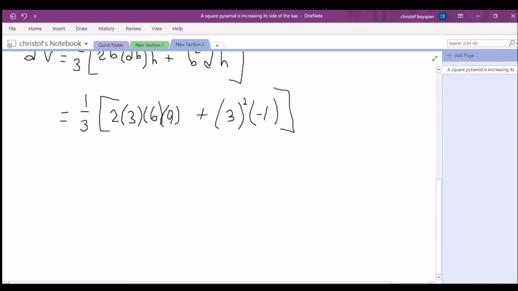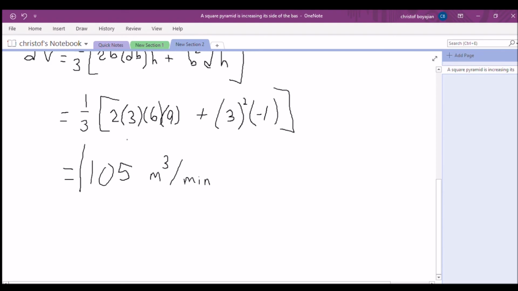All right, now let's go ahead and compute this. I'm going to go ahead and pop in my calculator and try to evaluate this. So we're going to have 6 times 2 times 3 times 9. And then we're going to subtract that with 9 divided by 3. And we should end up getting this as a result. So it should be 105 meters cubed. That's the volume and the rate of change of that. So meters cubed per minute.